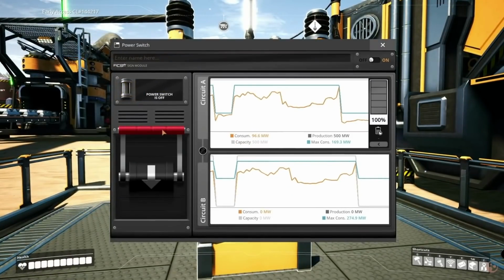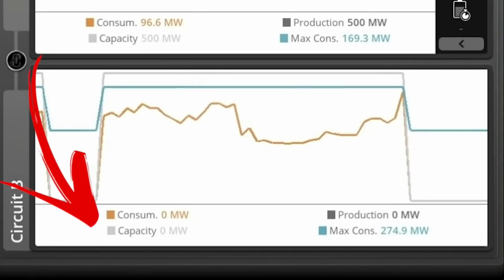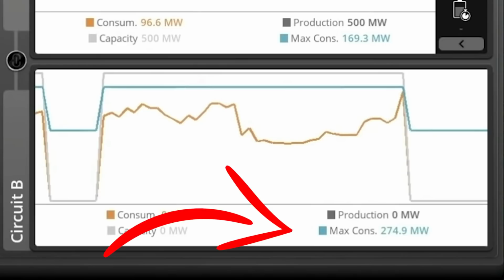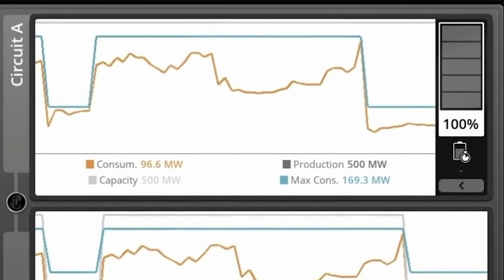So looking into it, here we have a view of when the second section of the factory is turned off. Here we can see for this section of the factory, no power is being consumed or produced, and also that we have no power being stored in the capacity section. However, we do know what the max consumption of this section of the factory requires even when it's switched off. Now this is important because if we look at circuit A, we can see that it's currently producing 500 megawatts of power and its max consumption is 169.3 megawatts.